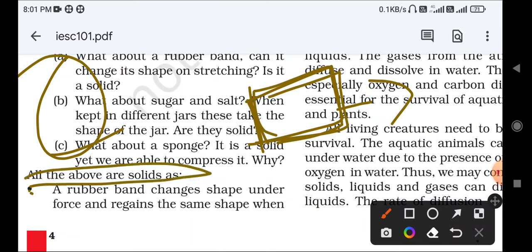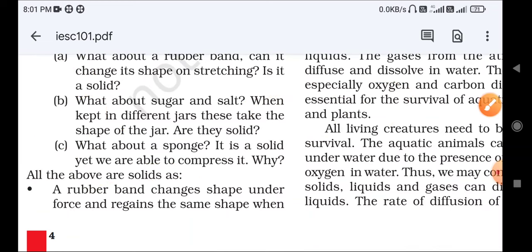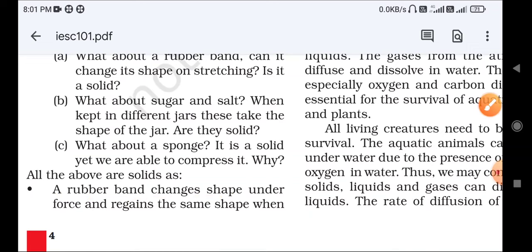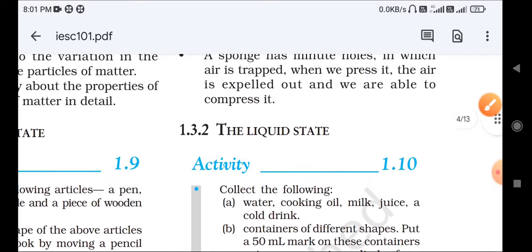The rubber band is also solid, and the sugar and salt also are solid, and a sponge is also solid. Then what is the reason why the rubber is stretching, and why, being solids, the sugar and salt take different shapes when kept in different containers, and why the sponge is compressing? For that, the reason is that a rubber band changes shape under a force and regains the same shape when the force is removed.